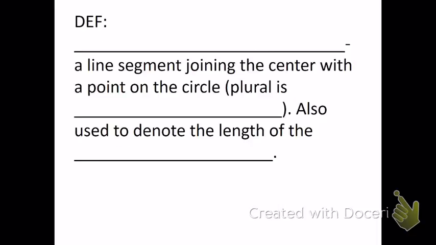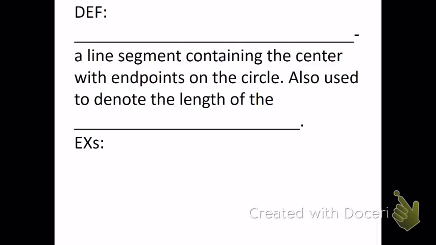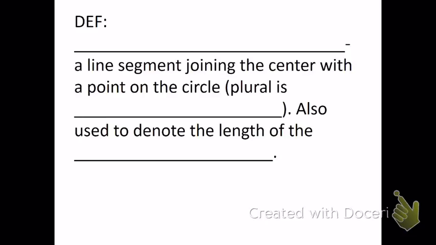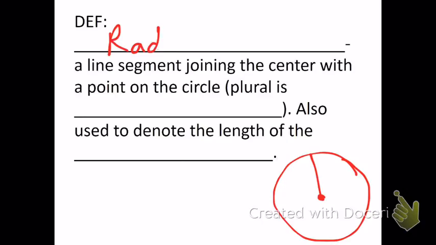What do I call the line segment joining the center with a point on the circle? What is that? So we're talking about the segment from the center to the circle. Yes? Radius. That's the radius. The radius is a line segment joining the center to a point on the circle. The plural is radii, spelled R-A-D-I-I. If you're talking about more than one radius, it's radii. It's also used to denote the length of the radius.